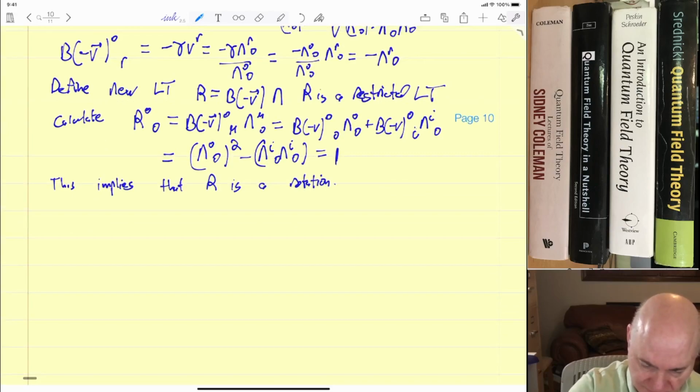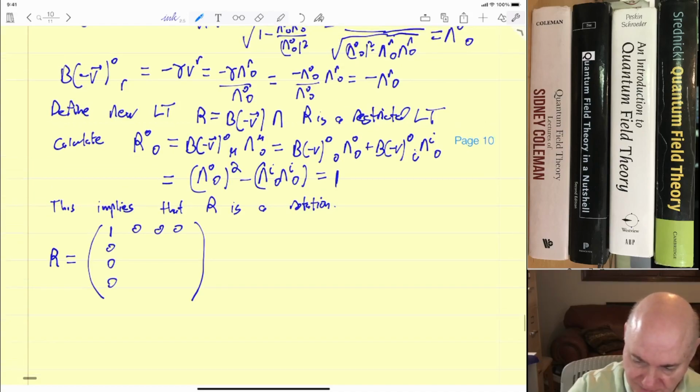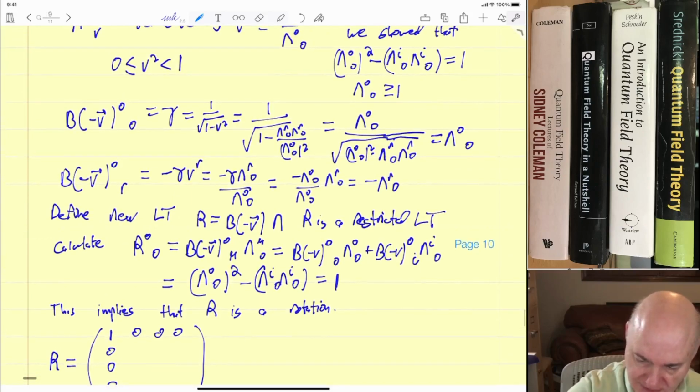Because let's just draw our lambda. What we've shown is that there's a 1 here. Now, if there's a 1 here, there have to be zeros here and zeros here, because of this basic identity: lambda 0,0 squared plus the sum of lambda i,0 squared. If lambda 0,0 squared is 1, it means that lambda i0 times lambda i0 is equal to 0. So all of these rows are 0.